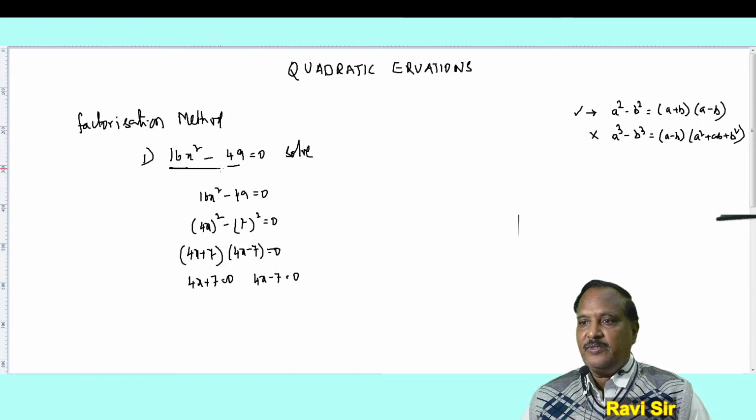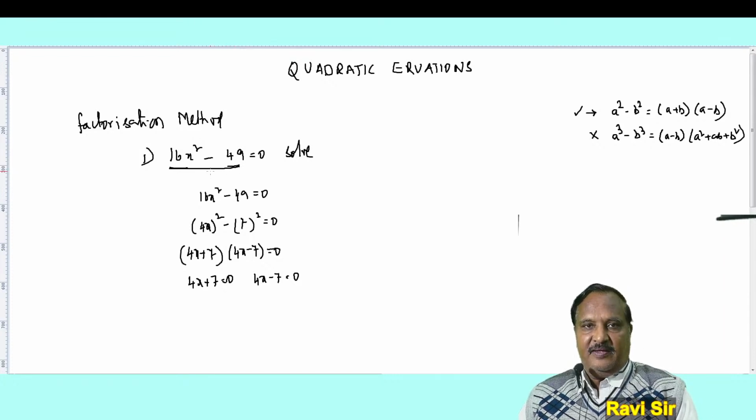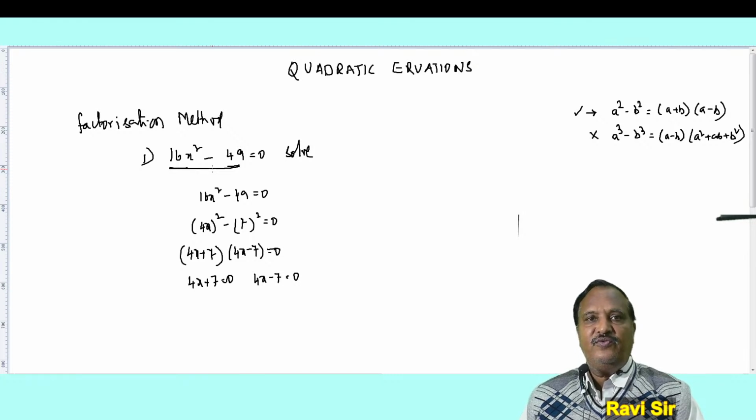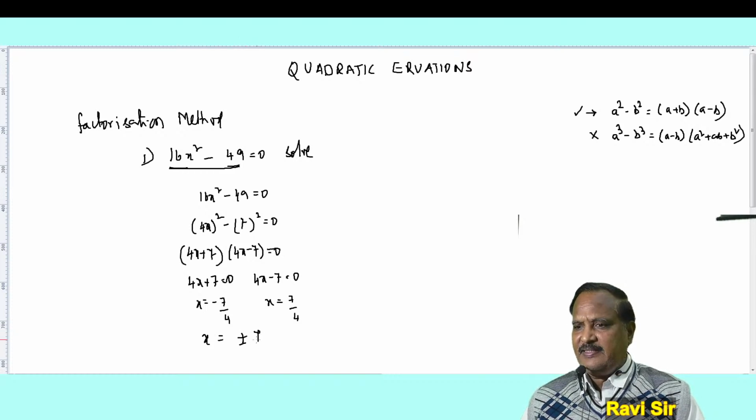Ultimately you have to resolve into two factors, that is factorization. A quadratic equation should be resolved into two factors. Making an equation into factors, we call it the factorization process. Factorization is a process of making an expression or equation into a product of factors. So now x is equal to minus 7 by 4, and here x is equal to 7 by 4. So finally we get x is equal to plus or minus 7 upon 4.